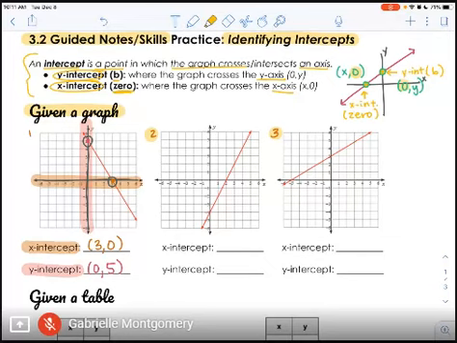Our level of confidence on that should probably be around a 4 or 5. So I'm guessing you're feeling pretty good about, if you're given a graph, finding those intercepts. So now we're going to move on. We're going to look at a different situation.